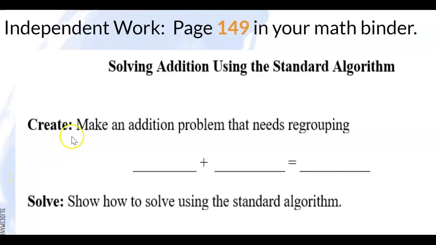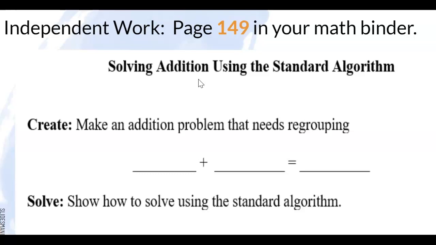Okay, so for independent work, it's going to be on page 149 of your binder. So your independent work for the day is on page 149 in your binder, and this is just part of that page. I couldn't get it all on the screen just to show you what the page looks like. Okay, there's more underneath here that you're going to need to complete. You're going to do everything on page 149, and after you do that, you're going to have to take a picture of your work and add it to your assignment before you turn it in.